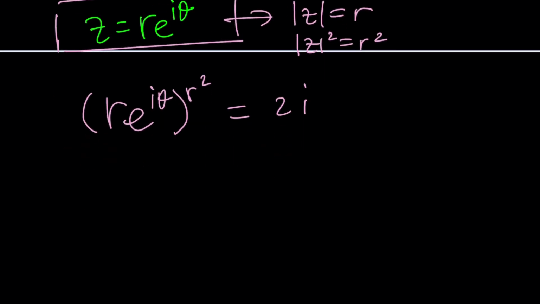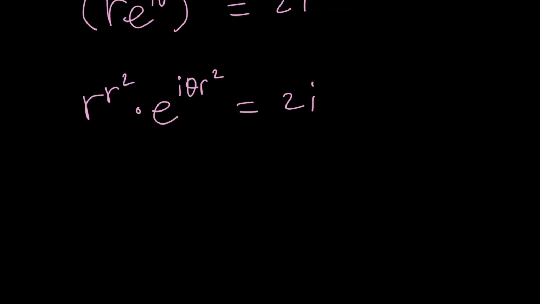Let's go ahead and do it. It's r to the r squared times e to the power i theta r squared equals 2i. You see what I'm talking about? Now, this r to the r squared thing is coming up again, but in a much, much nicer way. I definitely like the second method, but it's up to you. You let me know which one you like better. So what do we do?